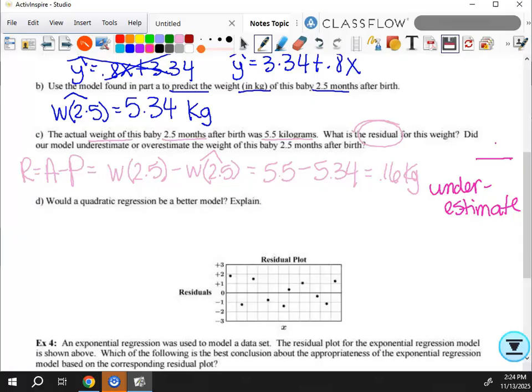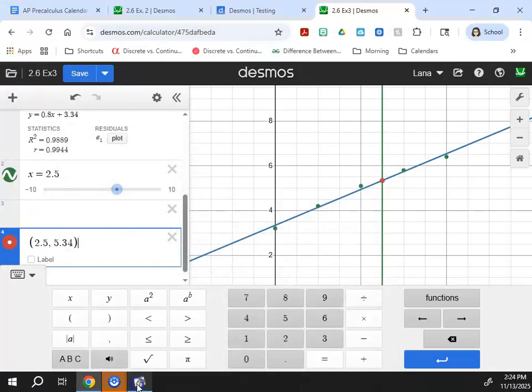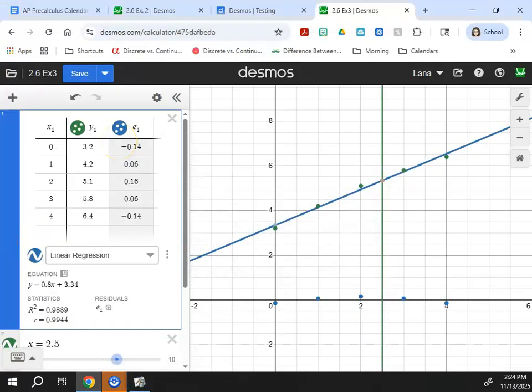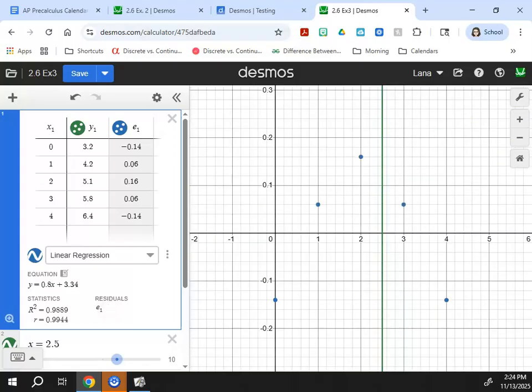All right. So then it says, would a quadratic regression be a better model, and explain? So let's look at our residual plot. So I'm going to plot my residuals. I'm going to zoom in. Oof. Look at that. That's linear. Do you think the linear model is any good? No, that's like a perfect quadratic, right? So, and that's the residuals, which makes that bad, right?